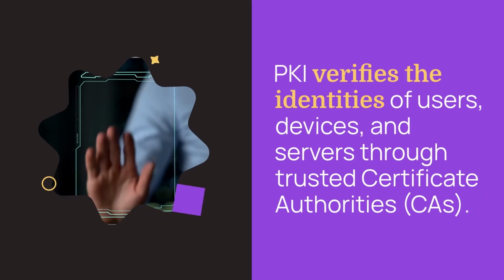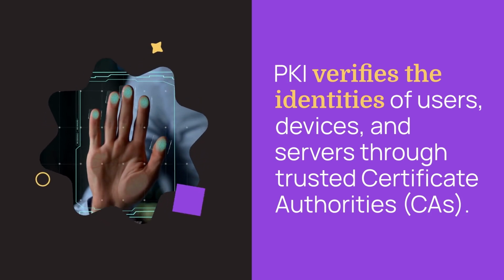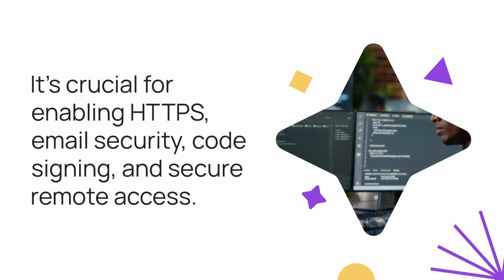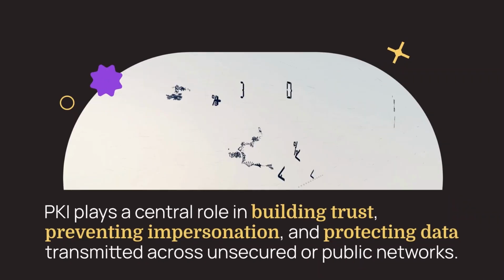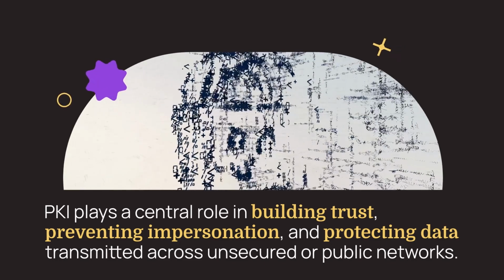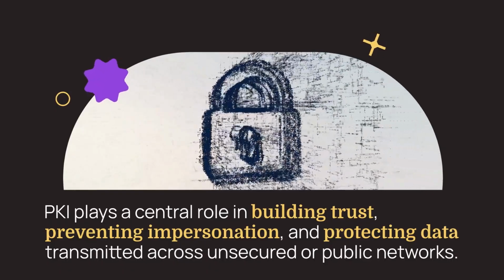PKI verifies the identities of users, devices, and servers through trusted Certificate Authorities (CAs). It's crucial for enabling HTTPS, email security, code signing, and secure remote access. PKI plays a central role in building trust, preventing impersonation, and protecting data transmitted across unsecured or public networks.